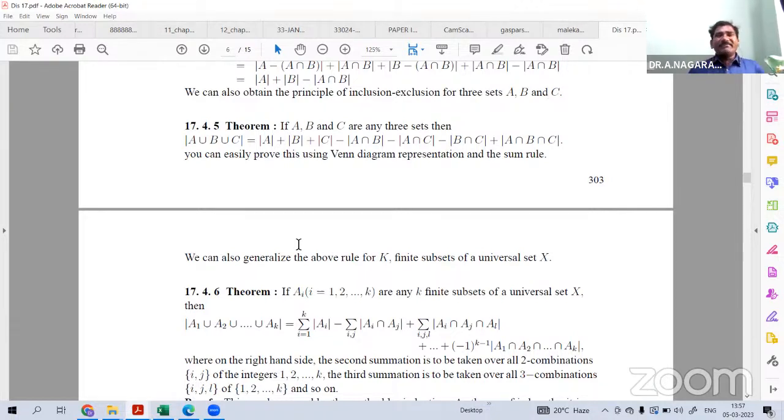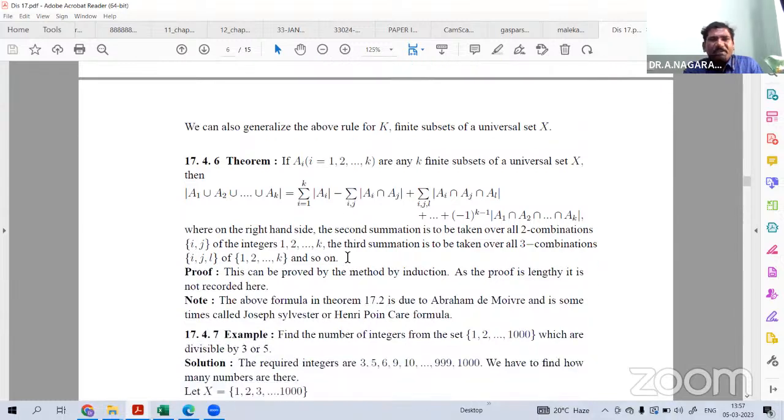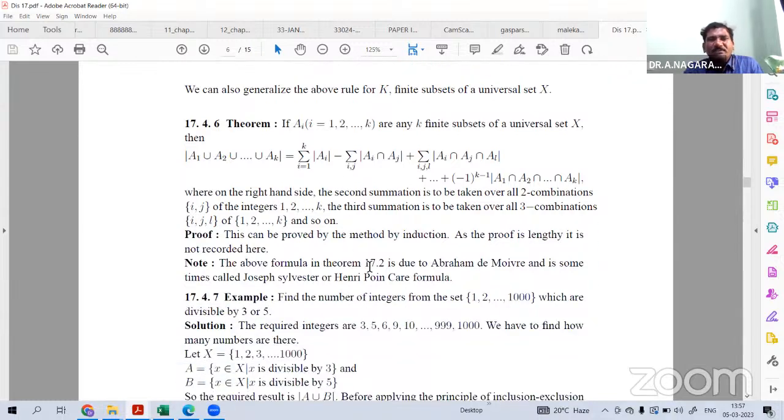This holds whenever the three sets are not disjoint, that is, non-disjoint. This also exists, and we can do it by the sum rule. Mod A union B union C equals mod A plus mod B plus mod C minus mod A intersection B minus mod A intersection C minus mod B intersection C plus mod A intersection B intersection C. You can easily prove this using the Venn diagram representation and the sum rule. We can also generalize this rule for K finite subsets of the universal set X.